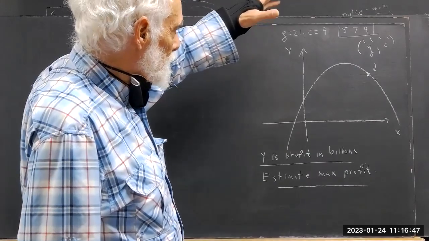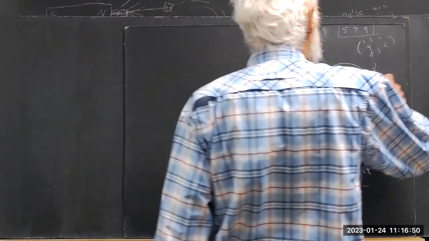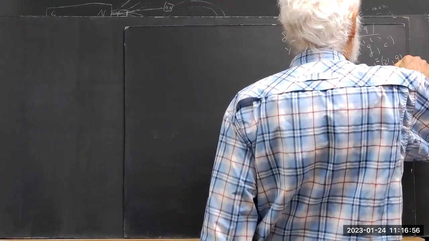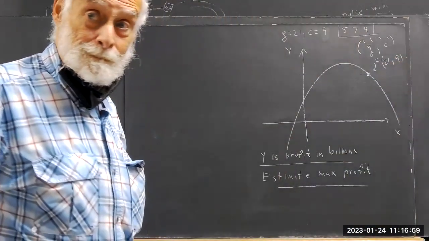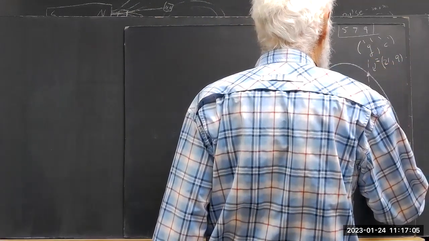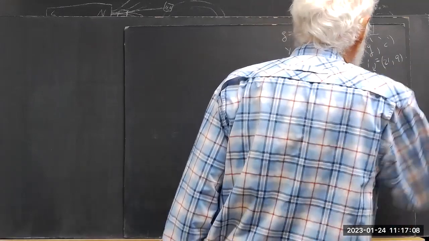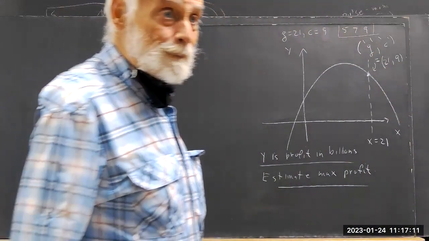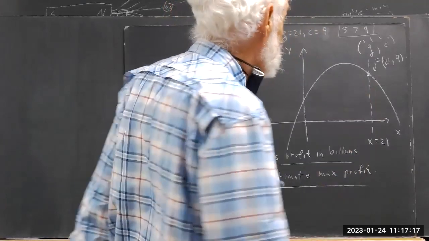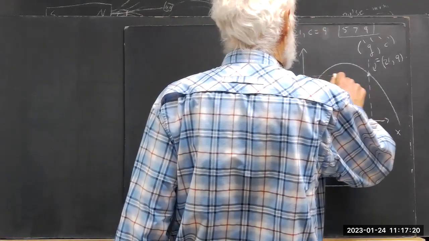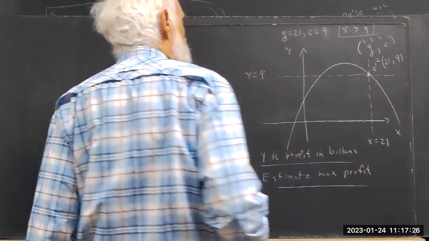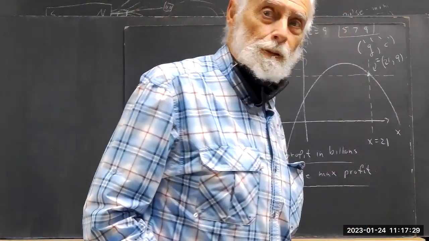So, in my case, G and C and B, 21.9. That means this vertical line is x equals 21. And among other things, that means the coordinate of this on the x-axis is 21. Y equals 9. That means you've got a profit of $9 billion.